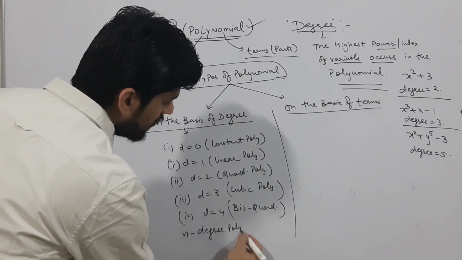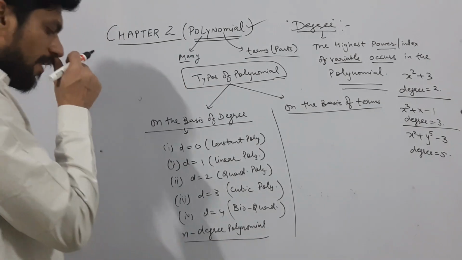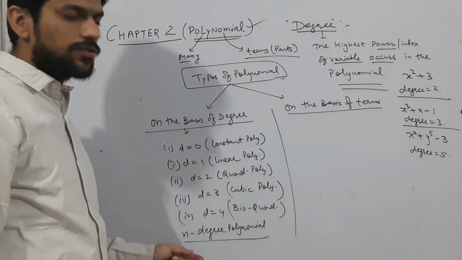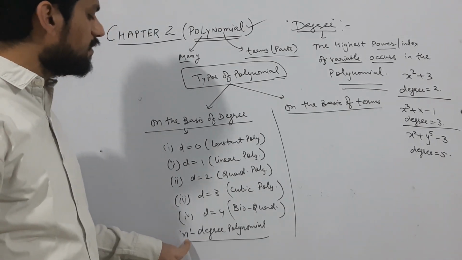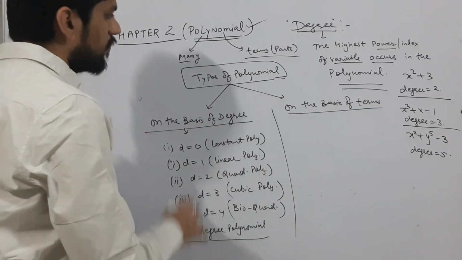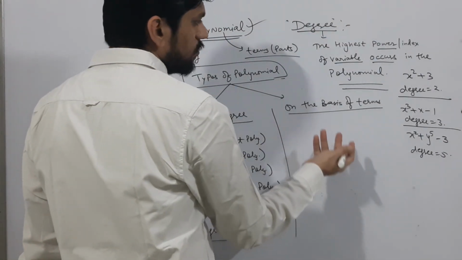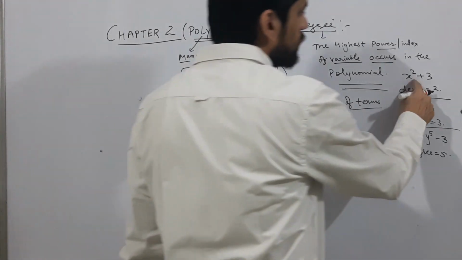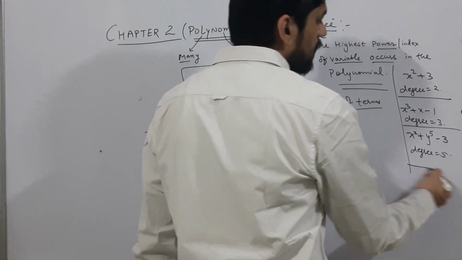If a polynomial has 10 degrees, we call it a 10 degree polynomial. If a polynomial has 5 degrees, we call it a 5 degree polynomial. So in general, we have an n degree polynomial. Definitely this n can take any natural number value, or you can say whole number value. On the basis of terms, we understand the concept of terms. How many terms are there? 2 terms, 3 terms. Terms are separated by plus or minus.